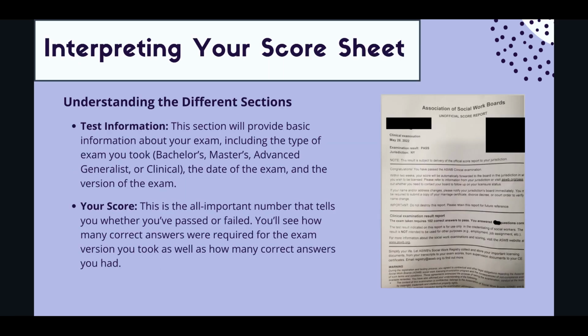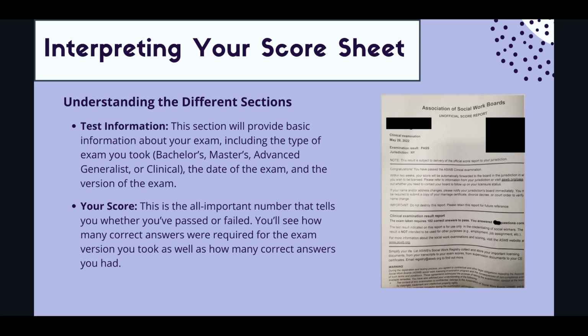And so let's jump to the score sheet. The score sheet is what you'll get after you complete your ASWB exam. You'll finish on the computer, you'll hit submit, and then you will get a score sheet from the test proctor or the testing organization you're at. And there's a few pieces of key information and key sections on that score sheet.